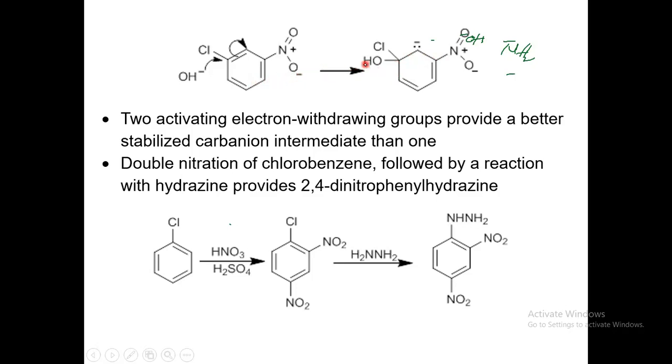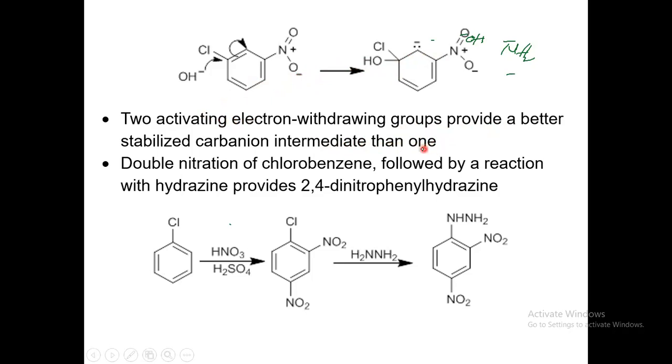We want the electron withdrawing group to be what? To be at the ortho or para position. Very important. Now, we are also seeing that two activating electron withdrawing groups provide a better stabilized carbanion intermediate than one.